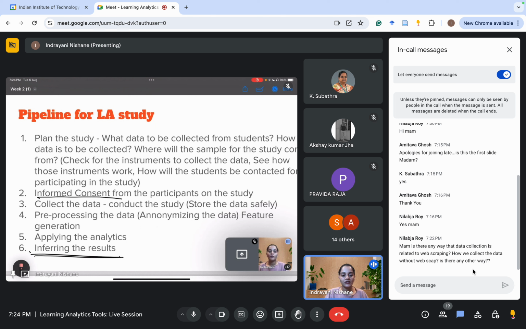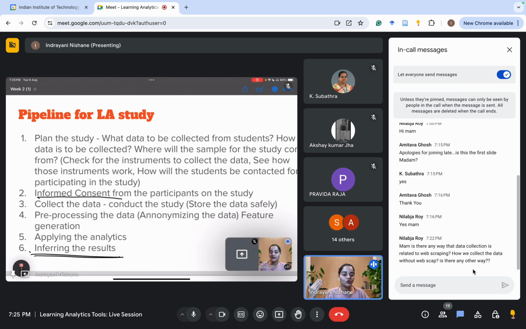So we will approach the learner. Before that we'll plan the study, and then we'll approach the learner and inform them about our study design, how we are planning to collect the data, and how we are planning to store that data. We also need to promise them that we'll protect their data privacy and follow the data privacy ethics. After that we need to collect the data, we need to conduct the study.